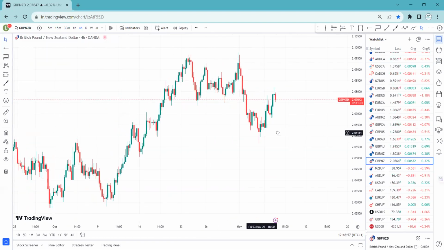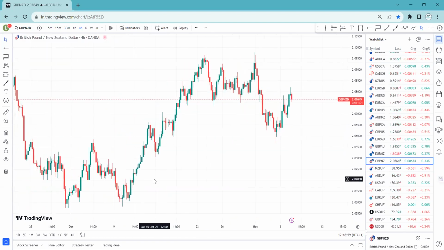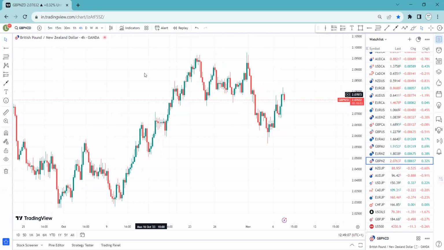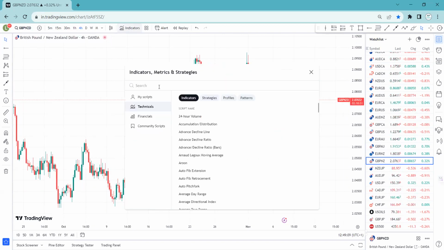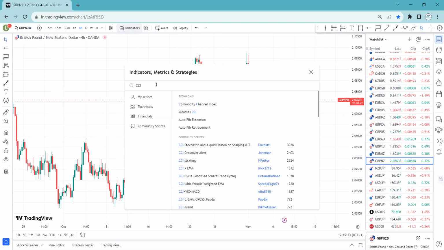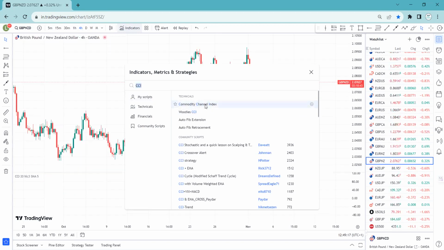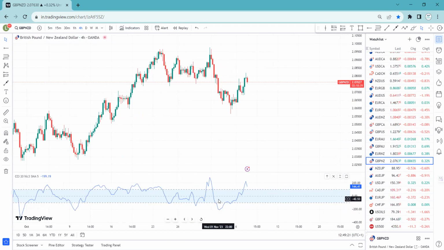So I'm going to show you now how to put it up. If you're using MT4 or MT5, simply go to indicators, and you're going to see the commodity channel index. And if you're using TradingView, simply click on indicators and type in CCI. Look at it here, commodity channel index. I just click on it, and by just one click, it is added to my chart.